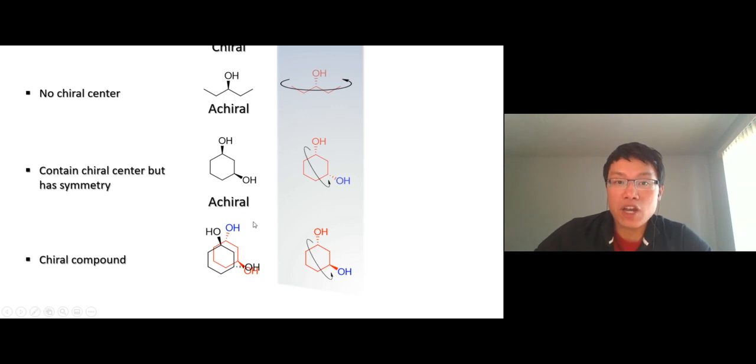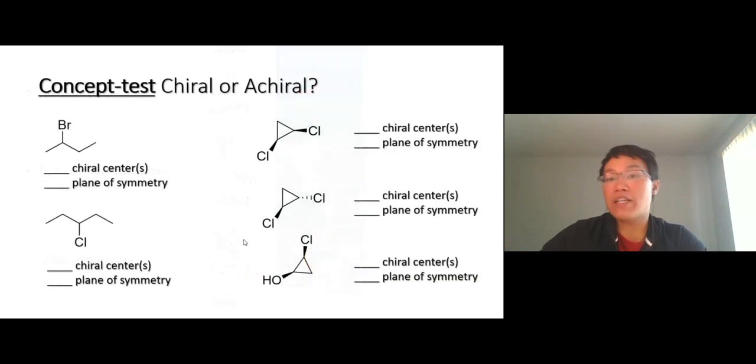So again, a molecule will be chiral if 1, it has a chiral center, which is 4 different substituents, and 2, no plane of symmetry. Let's do some practice together right here in the next video.